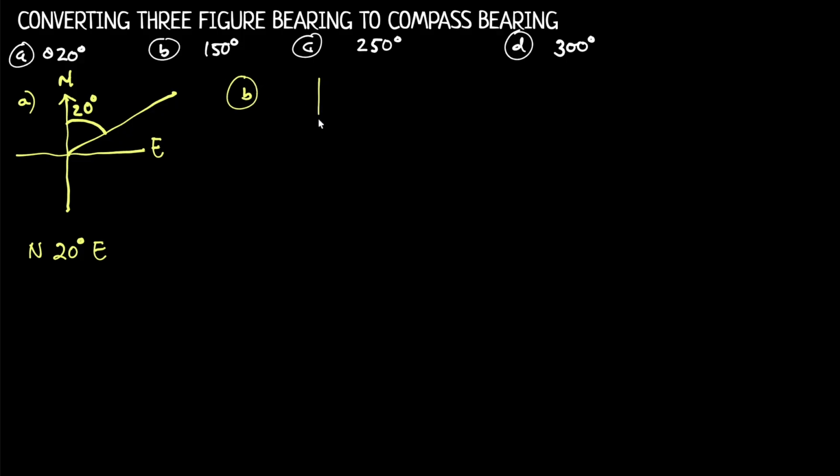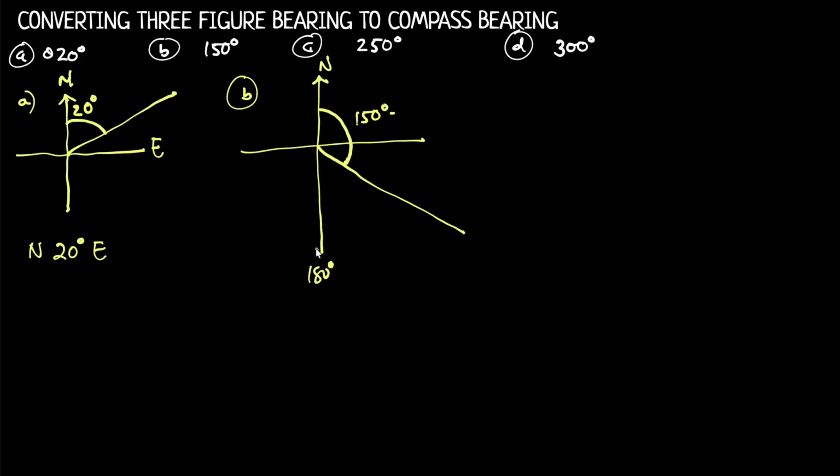For 150, however, it is going to be different. Let's see. Reading from the north, everything here closed at 90. So before we can get 150, we have to enter this portion. Remember that this stops at 180. So 150 stays here. So this is 150 degrees.